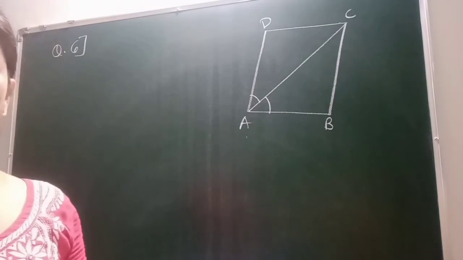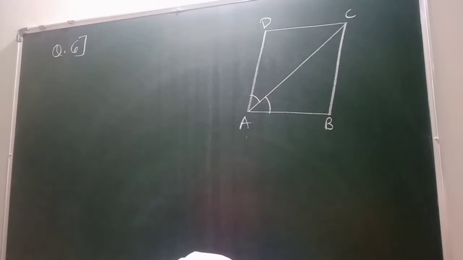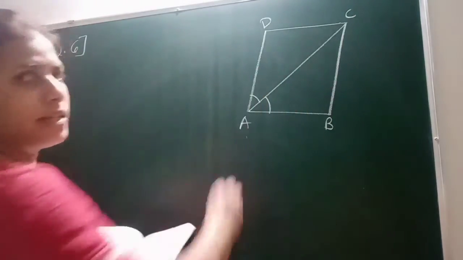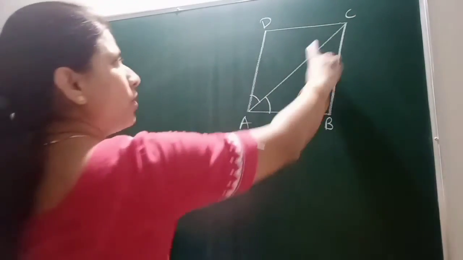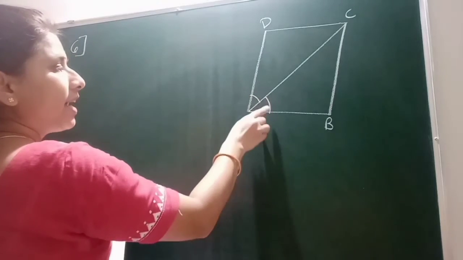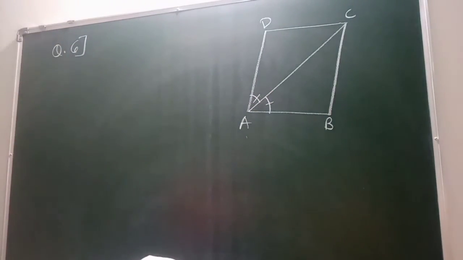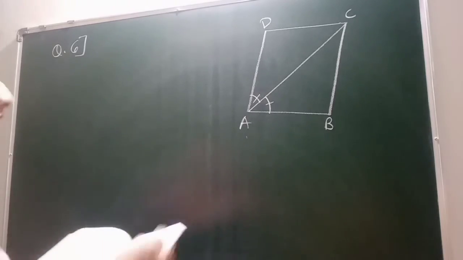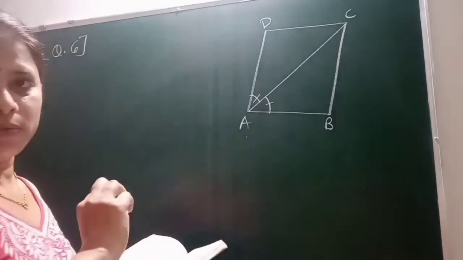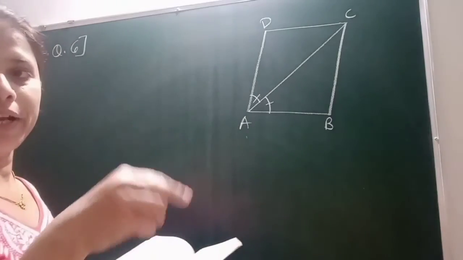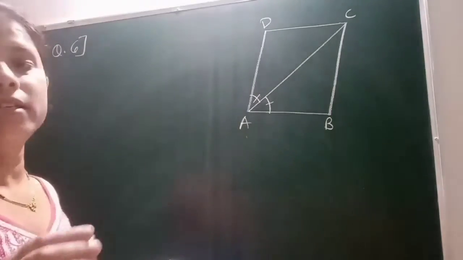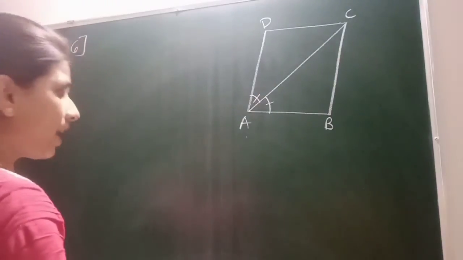Question number 6 of this exercise: diagonal AC of a parallelogram ABCD bisects angle A. Look at this diagram. ABCD is a parallelogram. This diagonal AC bisects angle A. Bisect means into two equal parts. Then we have to show that it bisects angle C also. It means angle C will also be divided into two equal parts, and ABCD is a rhombus. These two parts we have to prove.